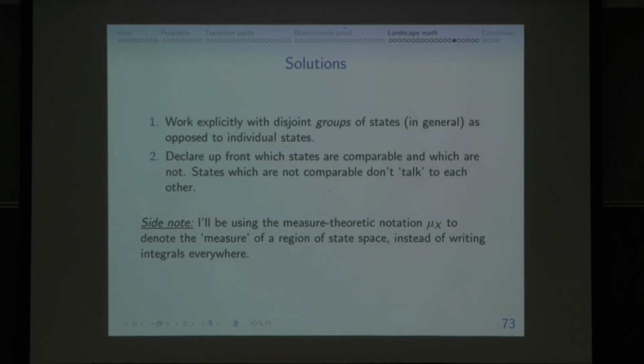So I'm going to show you some general definitions. I'll kind of flash by because I guess I'm running low on time. But as a side note, I'll be using some measure theoretic notation. If you're not familiar with it, don't get scared. It says almost the same thing as before.